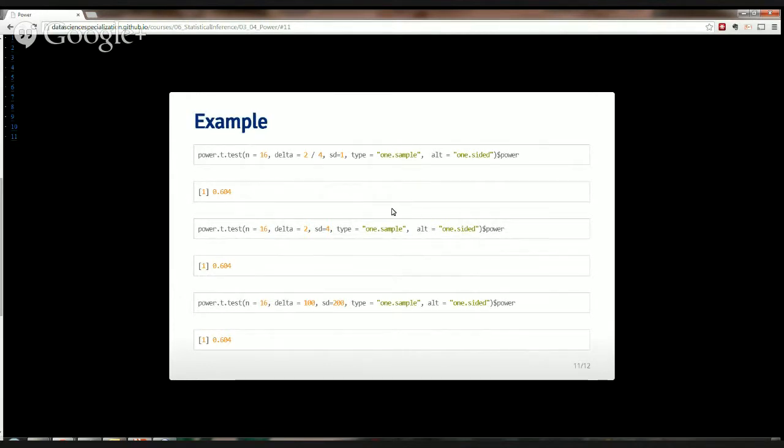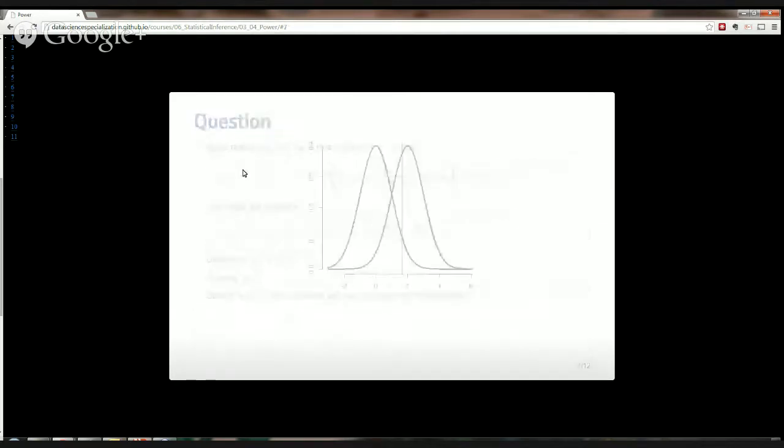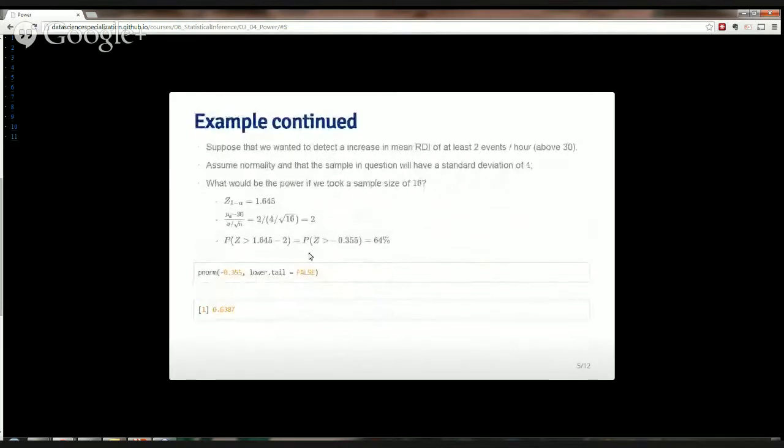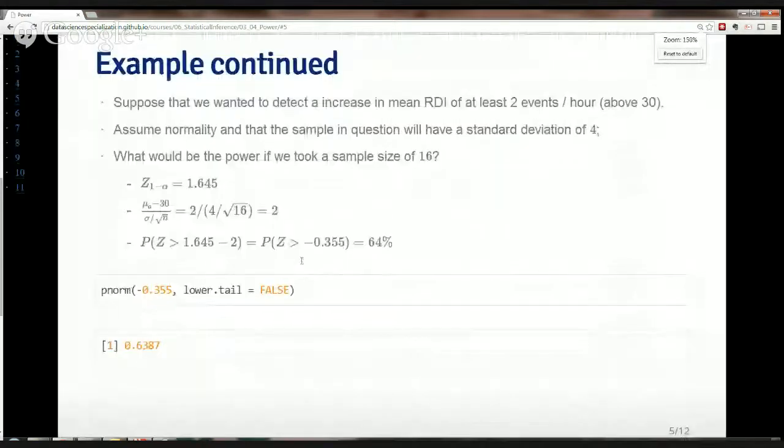It is not technically the same thing because one of them is doing the t-test power, and that one is doing the Gaussian power. Let me just double check. Okay. So here in this case, we have the same number of subjects, 16 subjects, and we want to detect an increase of at least 2 events per hour above 30. So our difference in means, 30 minus 32, will be 2.